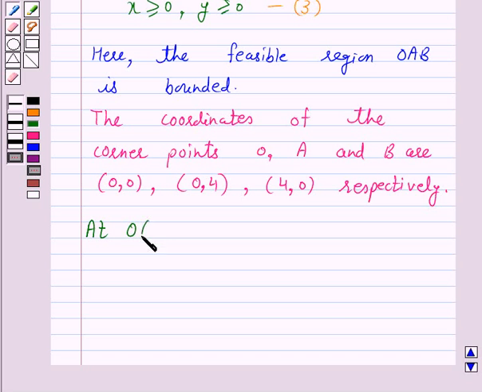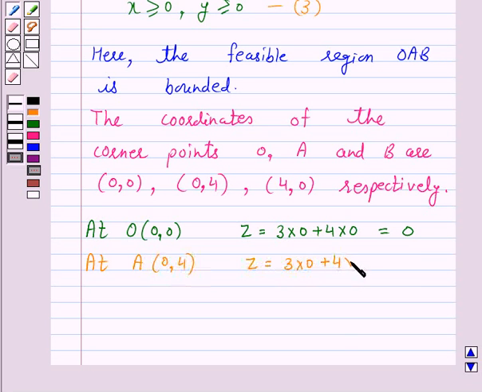So at the point O with coordinates (0, 0), Z = 3 × 0 + 4 × 0, which is equal to 0. Now, at the point A with coordinates (0, 4), Z = 3 × 0 + 4 × 4, which is equal to 16. And at B with coordinates (4, 0), Z = 3 × 4 + 4 × 0, which is equal to 12.